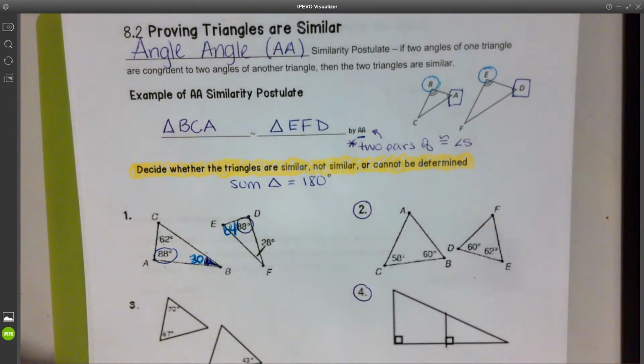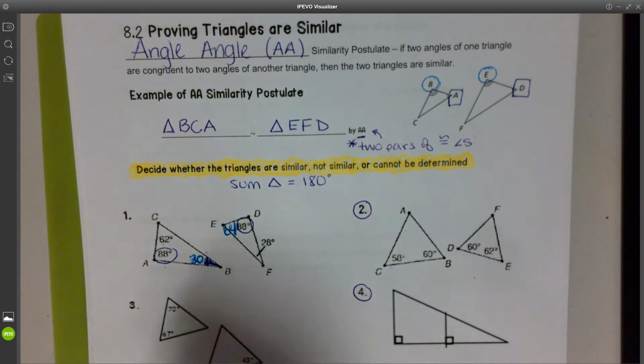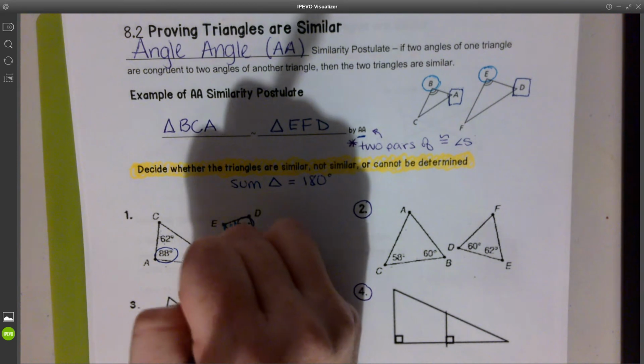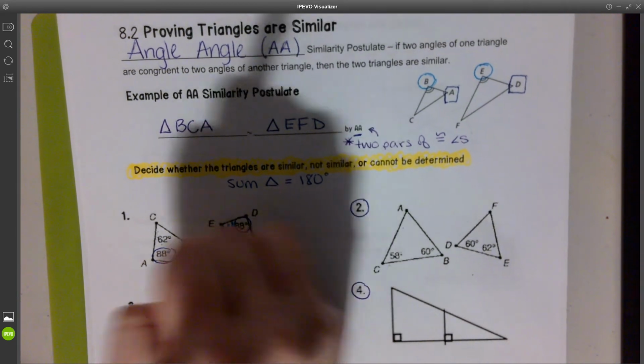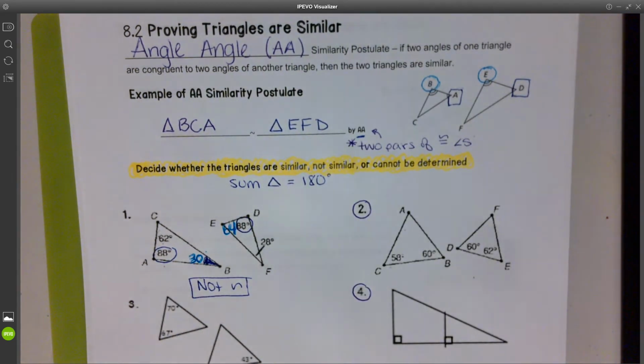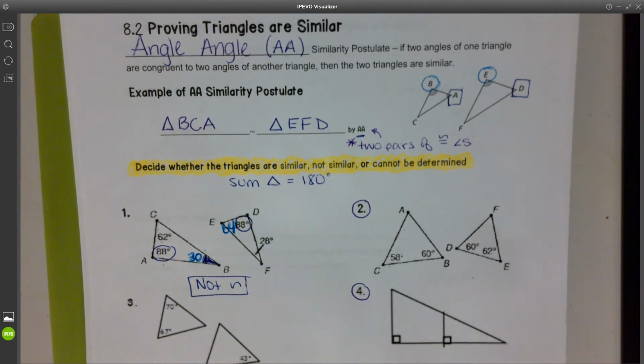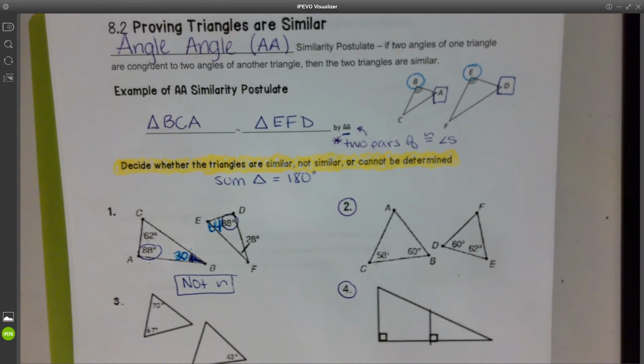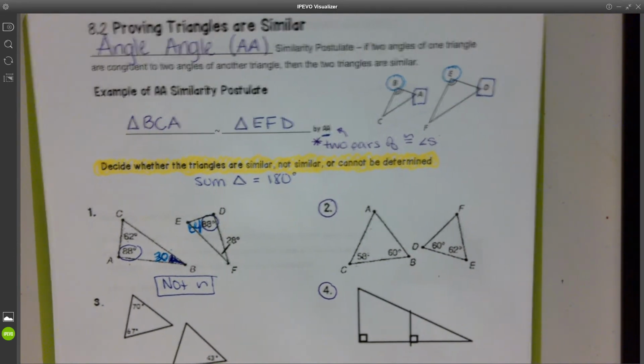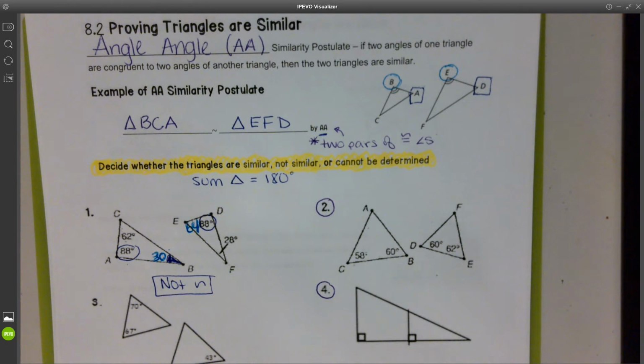Looking at these two triangles, do I have a second pair that I can say are congruent? And the answer is no. So since I cannot show two pairs are congruent, I'm going to say these triangles are not similar. Again, I use my tilde symbol to show it. You can write the word out. Either way is acceptable. All right, so I would like you to pause your screen and try number two. Tell me if they are similar or not.